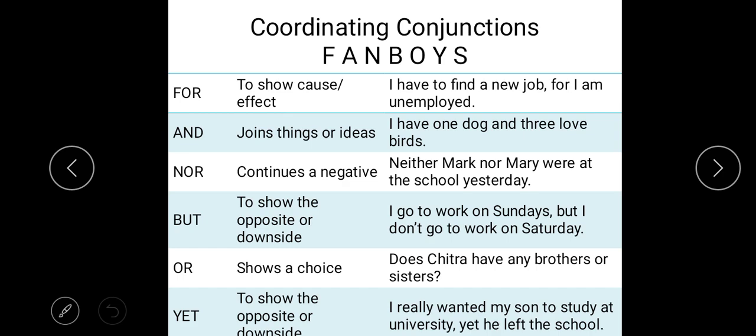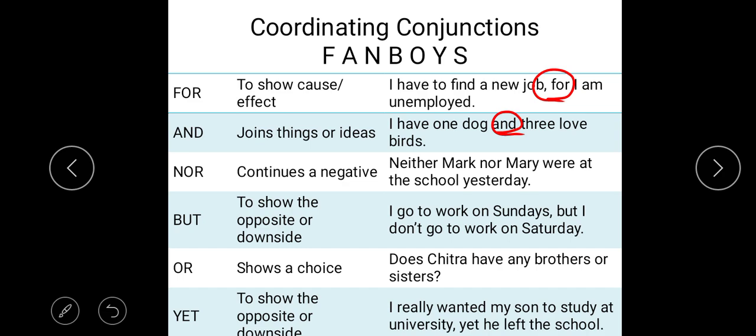So "for" is used to show cause or effect. I have to find a new job, for I'm unemployed. And joins things or ideas. I have one dog and 3 lovebirds. If you change that into simple sentences, it could be: I have one dog. I have 3 lovebirds. Okay, you have two simple sentences here. So you can combine them using "and", which is a coordinating conjunction.